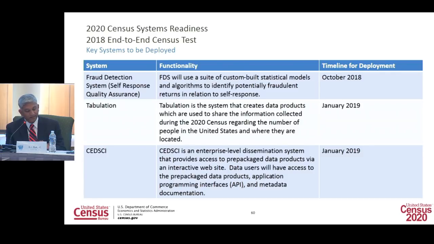SEDSAI, which is the third system that is yet to be released, its enterprise data dissemination environment, EDI platform as we call it, will enable data users to have access to prepackaged data products, application programming interfaces, and metadata documentation. The EDI platform is the replacement for the previous dissemination system known as American Fact Finder with many additional capabilities. Specific to the 18 tests, the SEDSAI system will have embargo, which is the ability to support secure, restricted access by state representatives, large bulk download capabilities, and high performance of accessing all geographic summary levels down to the block level. All three systems are on track to be delivered on time.